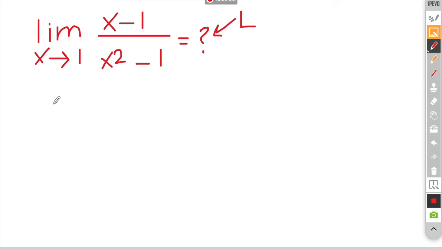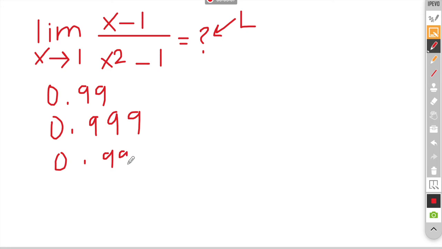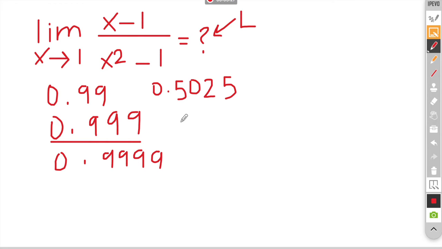Left side meaning I can plug in 0.99 for x, and then plug in 0.999 for x, and then 0.9999, because this means a closer approximation to 1. The closer the approximation is to 1, the more accurate your limit value, your L, is going to be. When I plug in 0.99, I get approximately 0.5025. Now if I plug in 0.999, I get 0.5003. And lastly, if I plug in 0.9999, which is a lot closer to 1 than 0.99, you get approximately 0.50002.